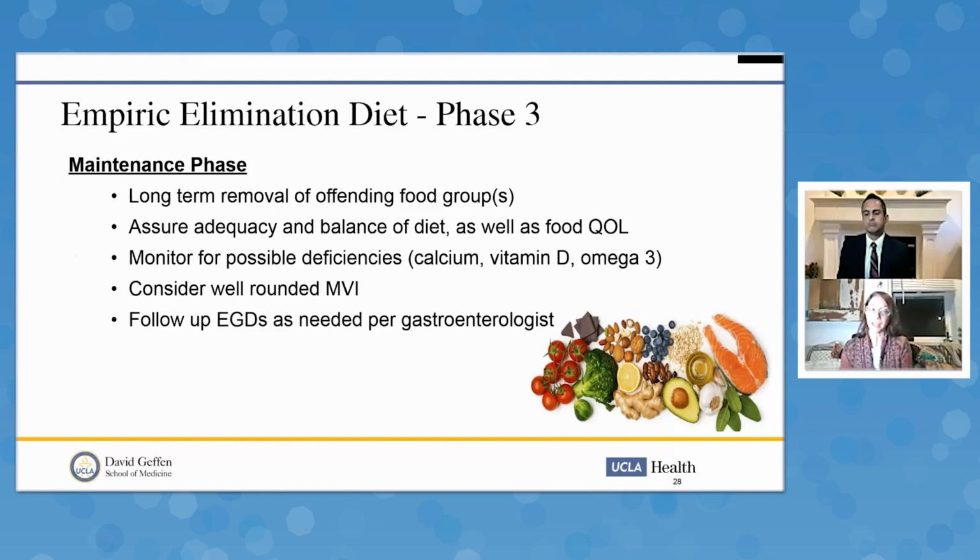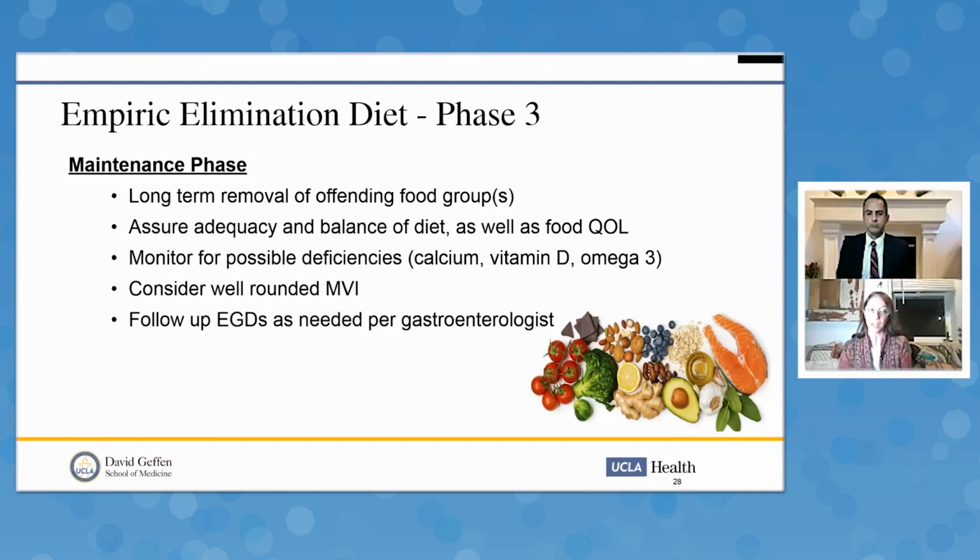We also can bring back into the diet all of the foods that were found not to be triggering. We want to make sure that there's really good adequacy and balance in their diet, as well as what we call food quality of life. So if some of their favorite foods, like let's say that dairy turns out to be a trigger and cheese was their favorite food, we want to make sure we find them some good alternative brands so that they can still have that food in their diet, but it's no longer in an offending or triggering manner.